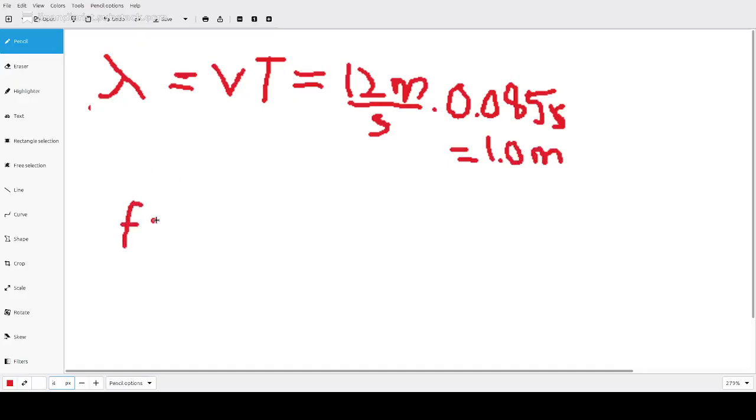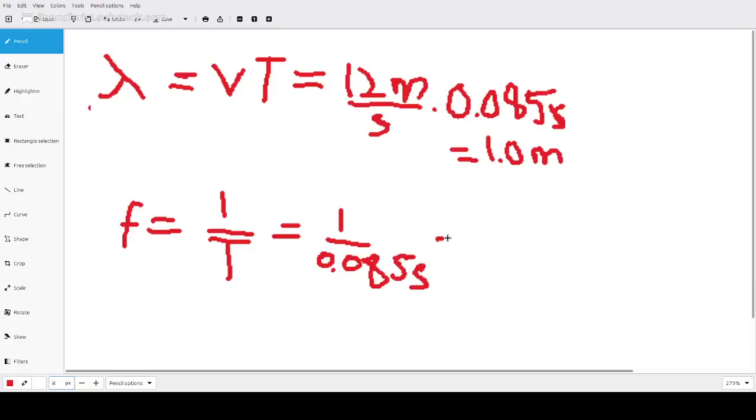The frequency is 1 over the period, so that's going to be 1 over 0.085 seconds, and that's going to be 12 hertz. Okay, easy enough.